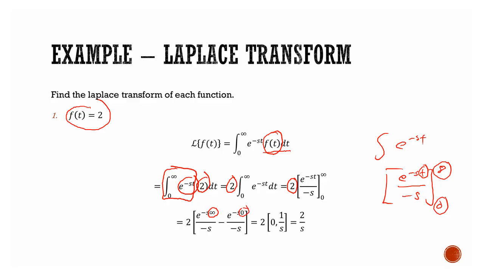What we get is, as infinity divided by something, it will result to 0. The other term will result to 1. So 0 minus 1 over s will give 1 over s. So 2 multiplied by 1 over s, we have 2/s.